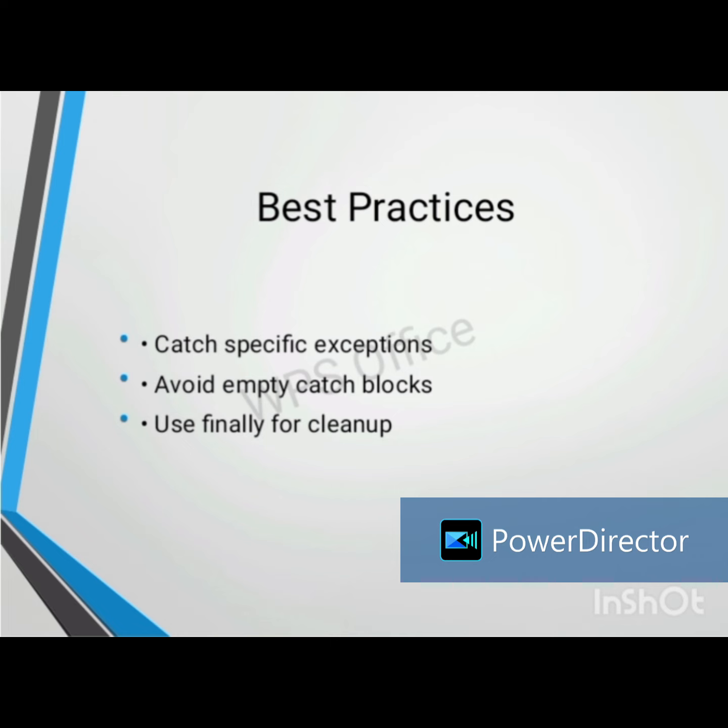Fourth one, don't use exceptions for flow control. Avoid using exceptions to control logic. For example, don't throw an exception to break out of a loop. Exceptions should be reserved for exceptional conditions, not normal program flow. Fifth one, document exceptions. Always document the exceptions a method can throw using Javadoc and the throws clause. This helps other developers understand the risks and handle them properly.